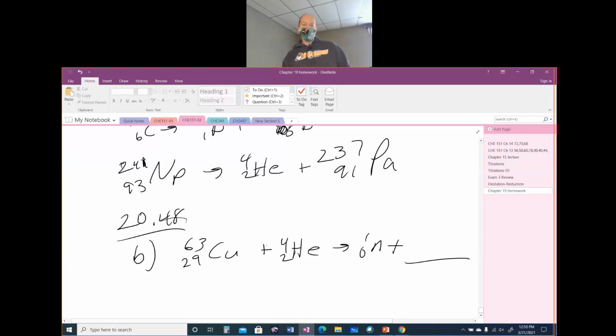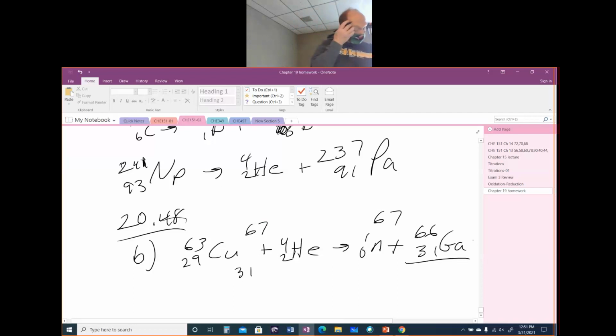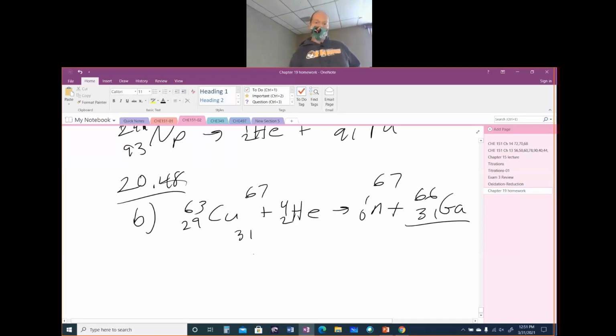All right, so we see we have a 67 on top, 63 plus 4. And so we have a 1 plus 66, all right, will give us 67 on top here. On bottom, we have a 29 and a 2, that's a 31. We have a 0, so that has to be a 31. You go to the periodic table, you find atomic number 31, that is Ga. All right, so there is your balanced reaction.